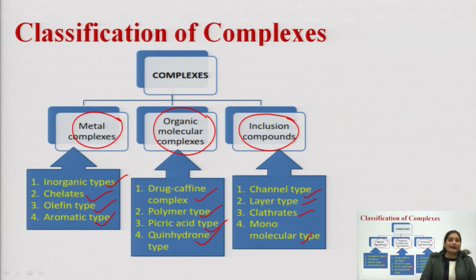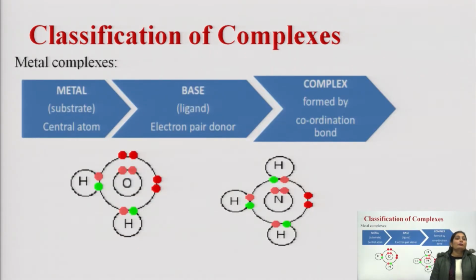Okay. These complexes are classified into 3 types: metal complex, organic molecular complex and inclusion compounds. Further, metal complexes are categorized into 4 classes, organic molecular complexes are also categorized into 4 classes, and inclusion compounds are also categorized into 4 classes. So, in this lecture we will discuss only metal complexes and the types of metal complexes. So, first is metal complexes.